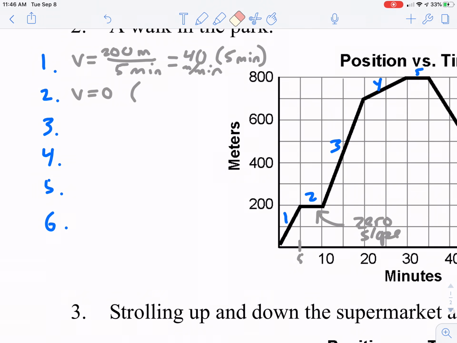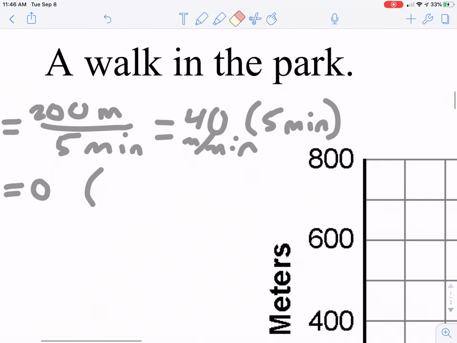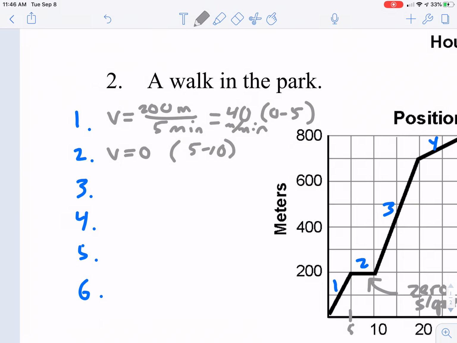Here we go. So this would also be for 5 minutes. Okay, so I guess we can put time frames. We could put time intervals. So from 0 to 5 minutes, from 5 to 10 minutes.